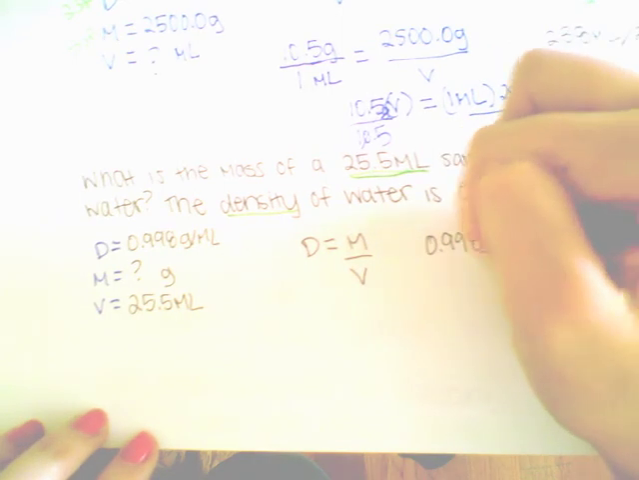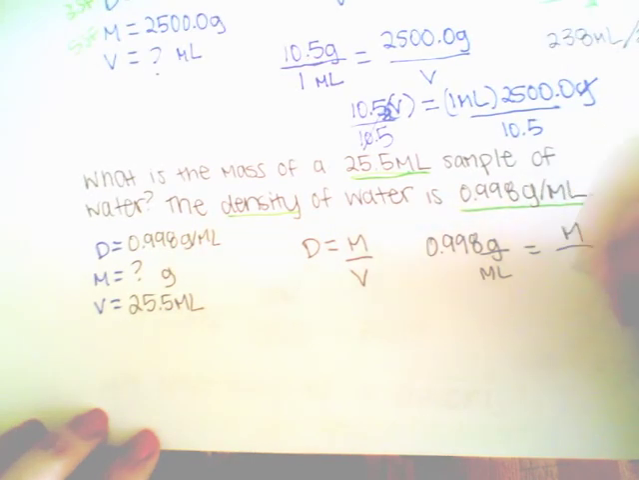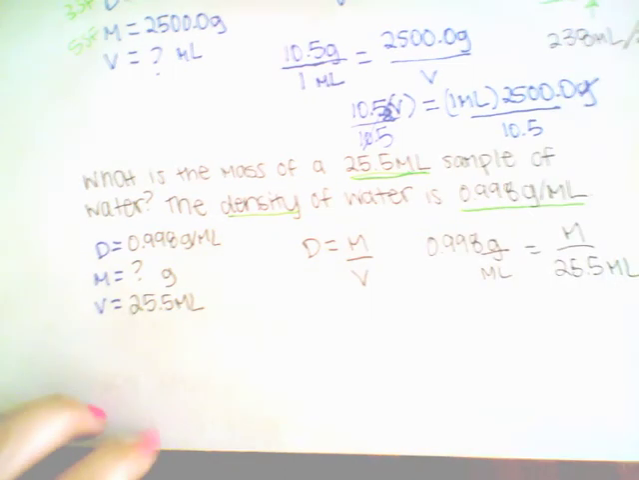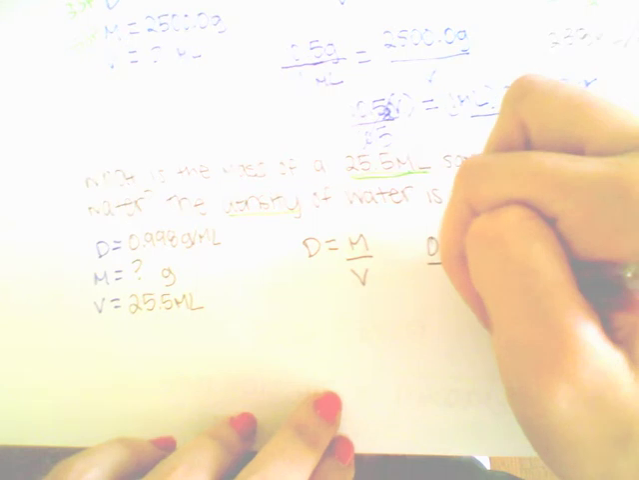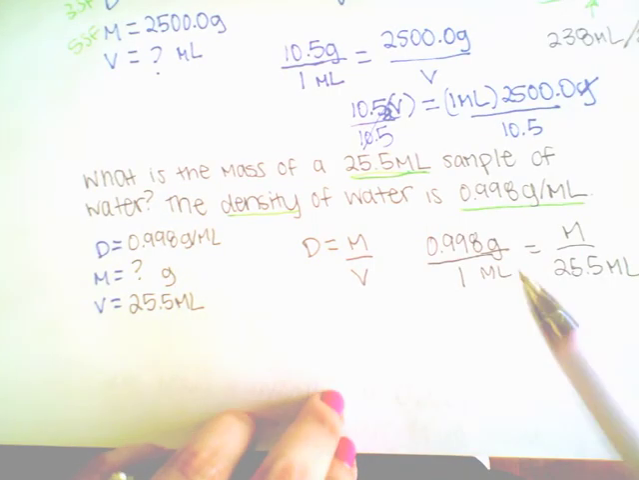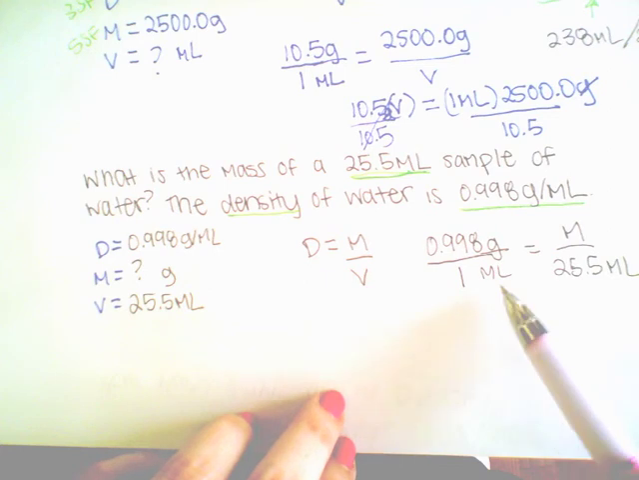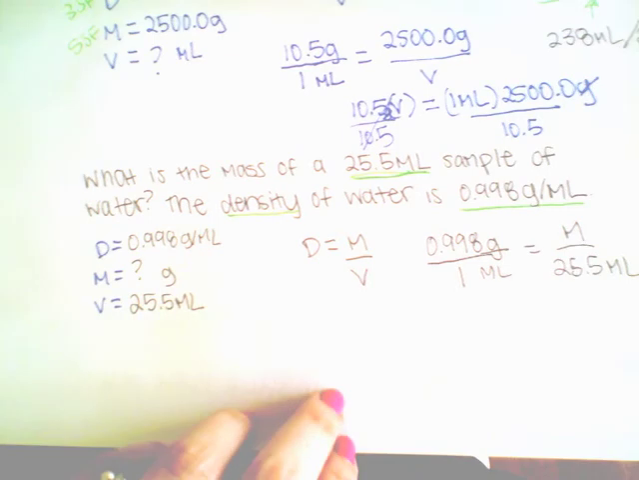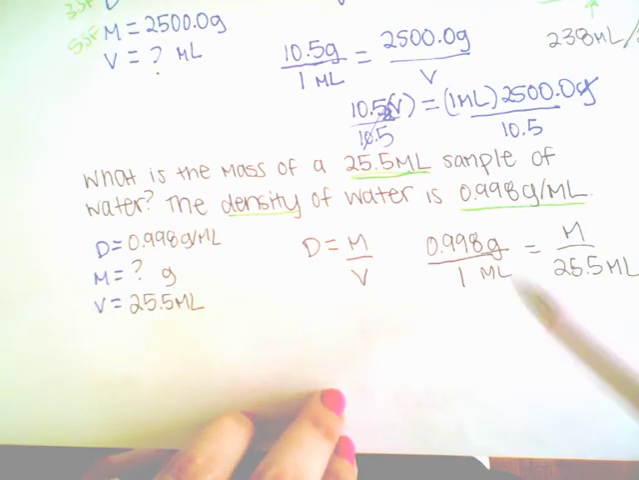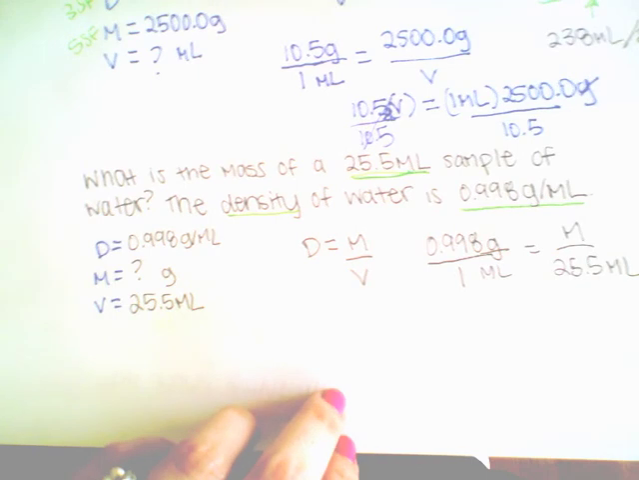We have 0.998 grams per milliliter equals mass over 25.5 milliliters. Okay, so I have a fraction on this side. I don't have a fraction on this side. So let's turn this side into a fraction so we can do some easy algebra. Okay, so 0.998 over 1. Okay, milliliters is next to it because it was on the bottom. It's the bottom unit of the given. Okay, so grams per milliliter, it automatically goes into the denominator.